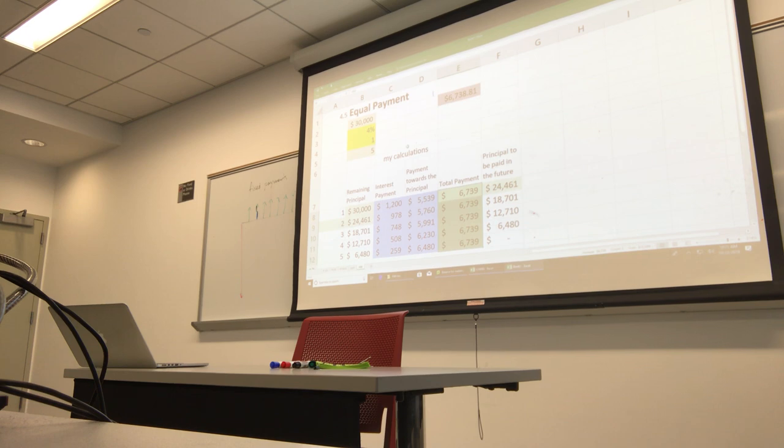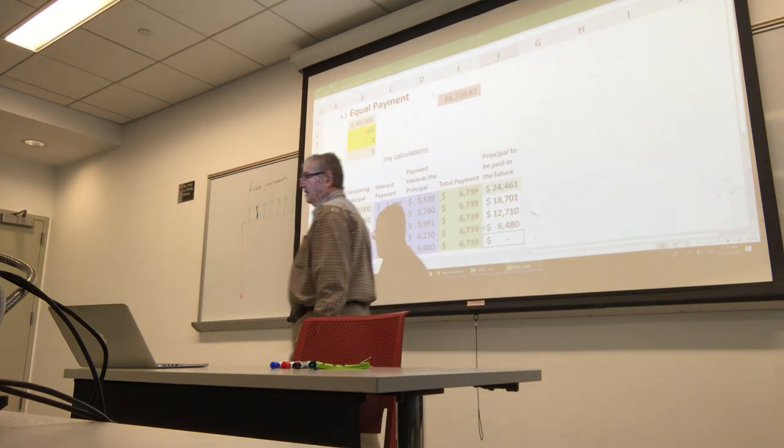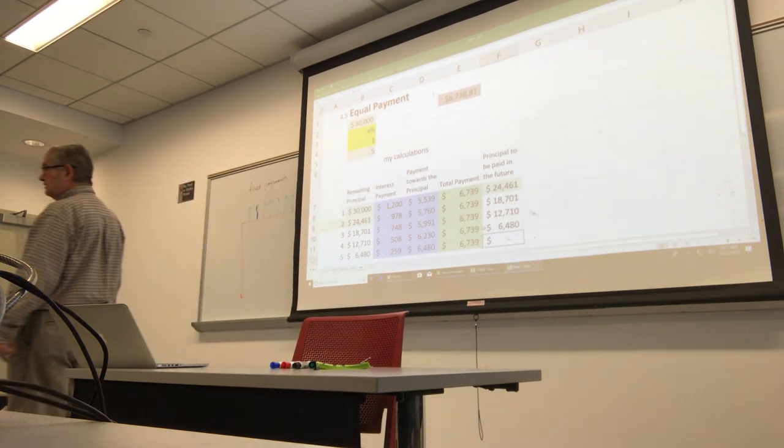Part of that payment goes for the interest. Part of that payment goes towards your principal. The total amount that you pay is this amount. At the end of the fifth year, you have paid for your car. But as you pay for the loan, what is happening with the car? This is the value of the loan, and the value of the car also is decreasing.